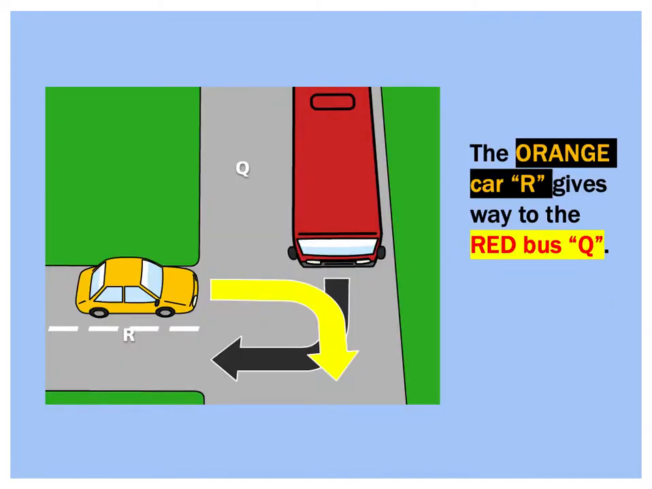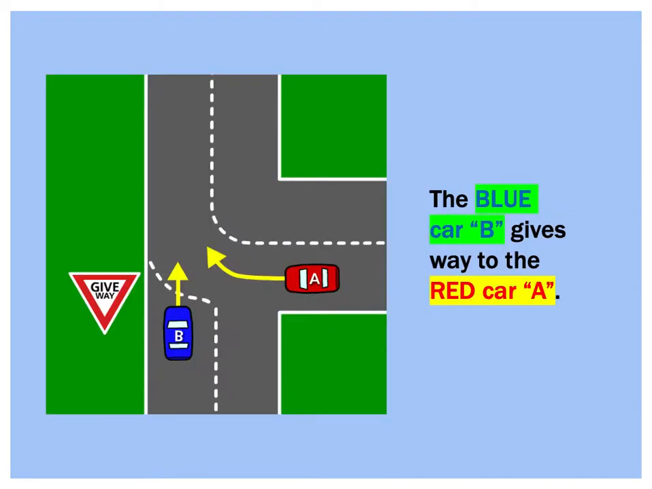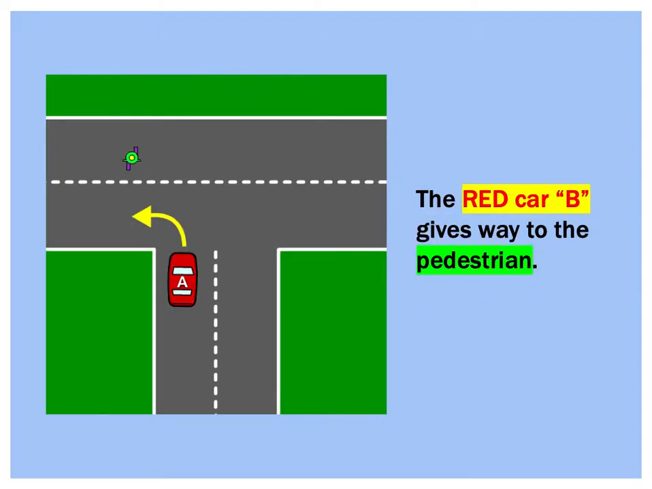The orange car R gives way to the red bus Q. The blue car B gives way to the red car A. The red car B gives way to the pedestrian.